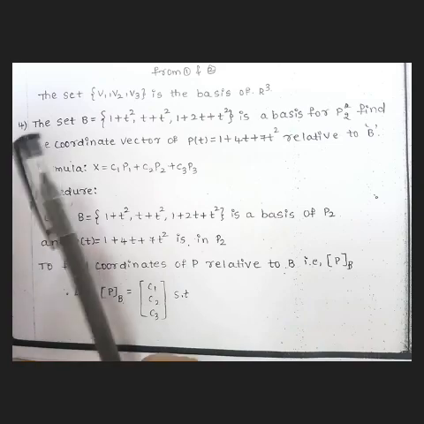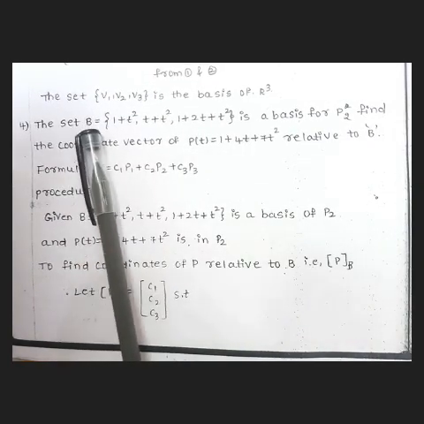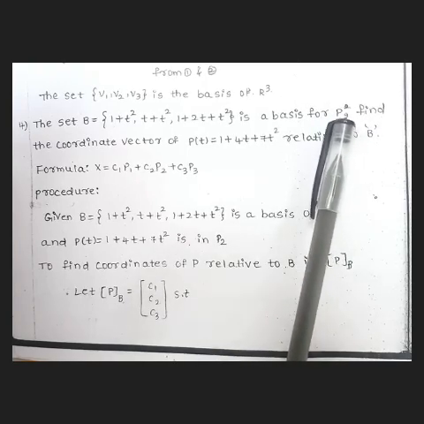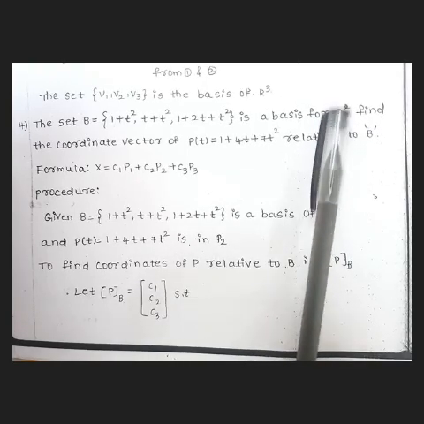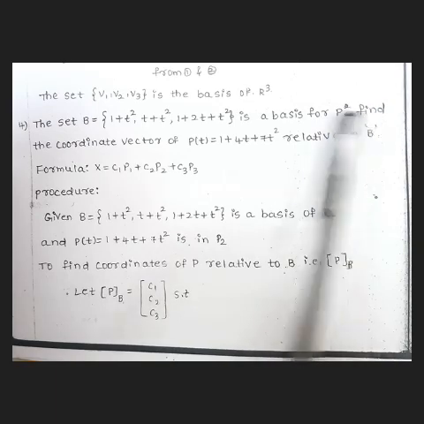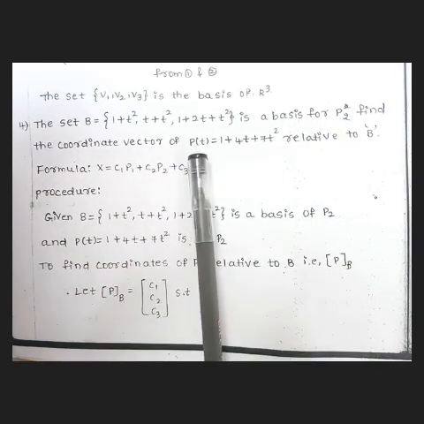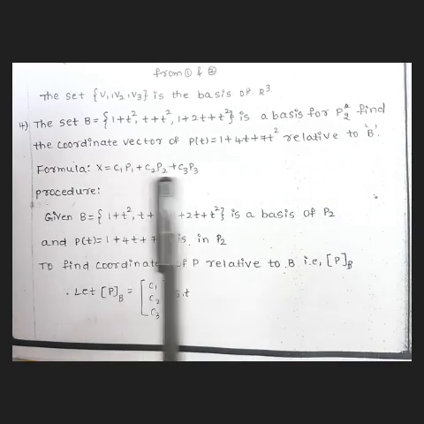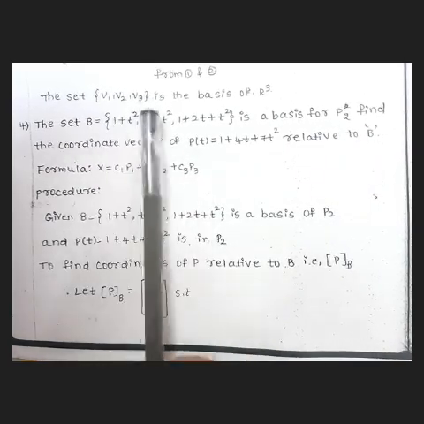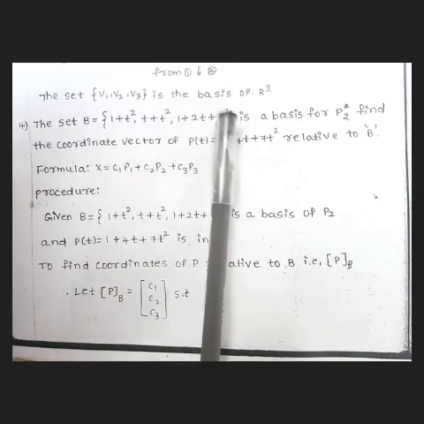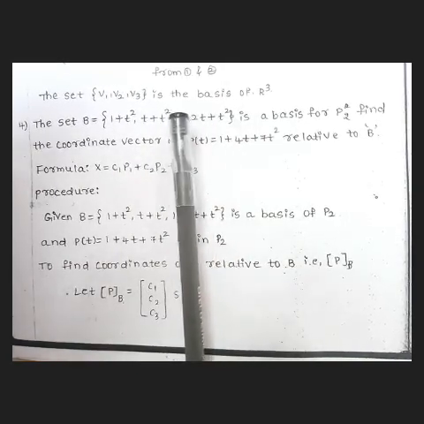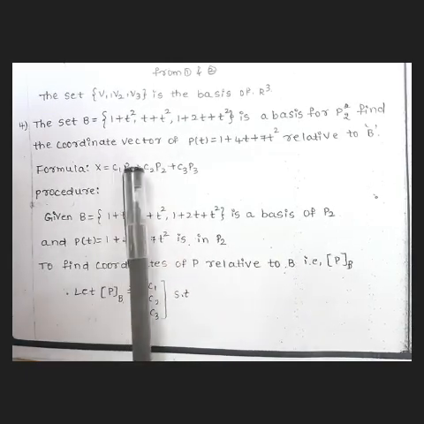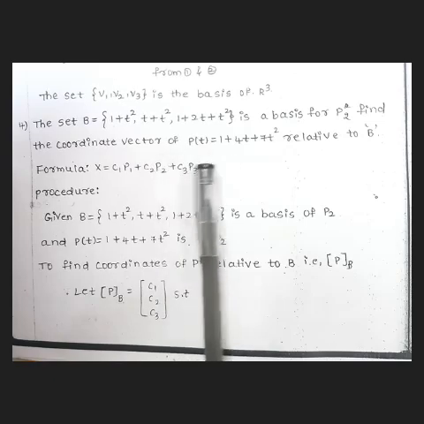Now see practical problem 4. The set B is a basis for P2. P2 means a polynomial which contains a constant term, a t term, and a t square term. Then find the coordinate vector of p(t) relative to the given basis. By using the unique representation theorem, we have three vectors, so we take three unique scalars, that is c1, c2, c3. Then x can be written as c1p1 plus c2p2 plus c3p3.